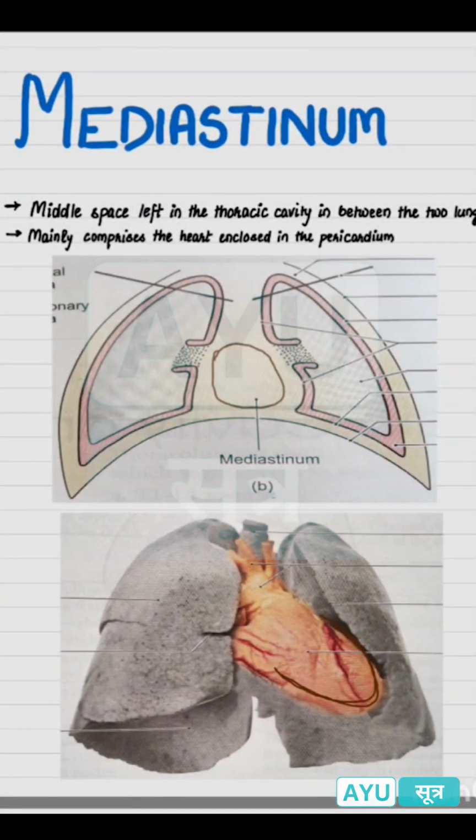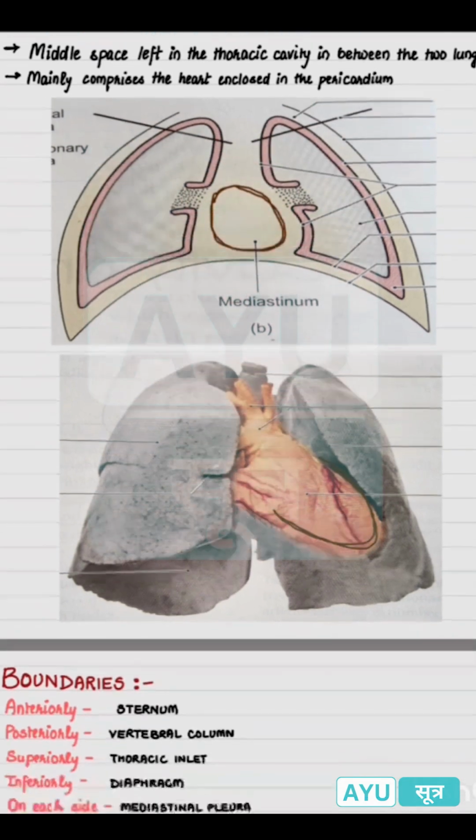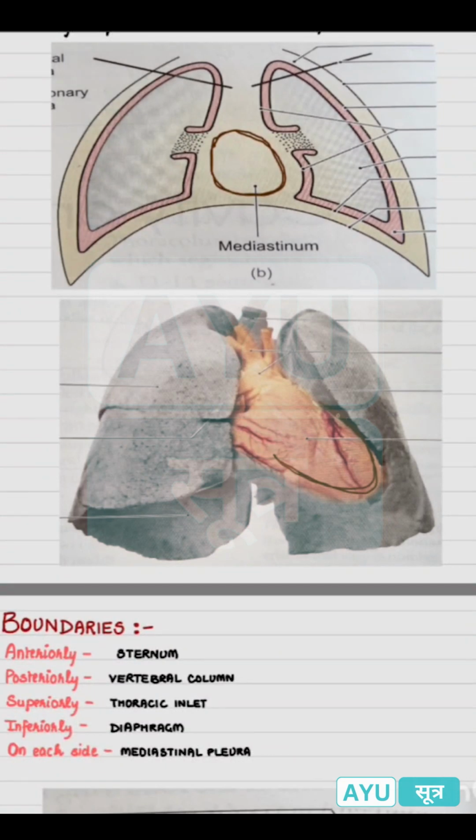Hello students. Today we'll be discussing a very important topic, that is mediastinum. So let's just begin. Mediastinum. It is the middle space left in the thoracic cavity in between the two lungs, and it mainly comprises the heart enclosed in the pericardium. And the base of the heart is slightly tilted towards the left. This is the left, this is the right.